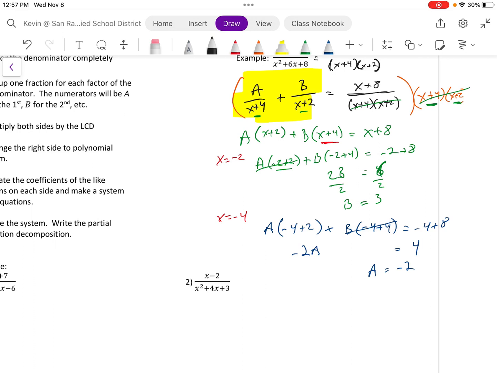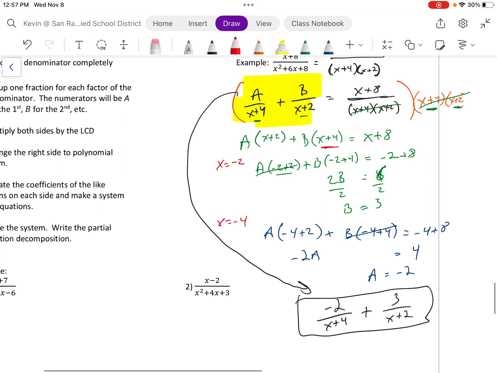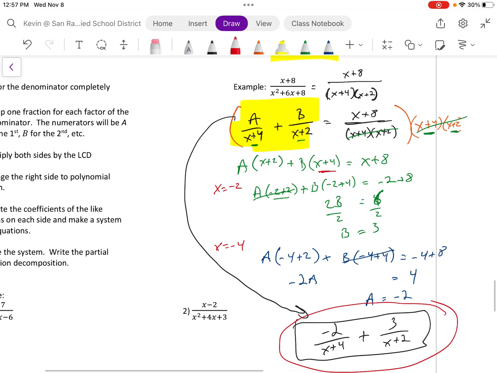So my final answer here, a is -2, so I go -2 over x plus 4. Let me just highlight what I'm doing. I'm bringing this down here, and then I go plus 3 over x plus 2. And that's my answer. What it means is I have this sum of two rational expressions here, and that equals all the way up to here. That's if I were to decompose it, that's what it would look like. Or actually, if I were to add these together, that's what it would look like.